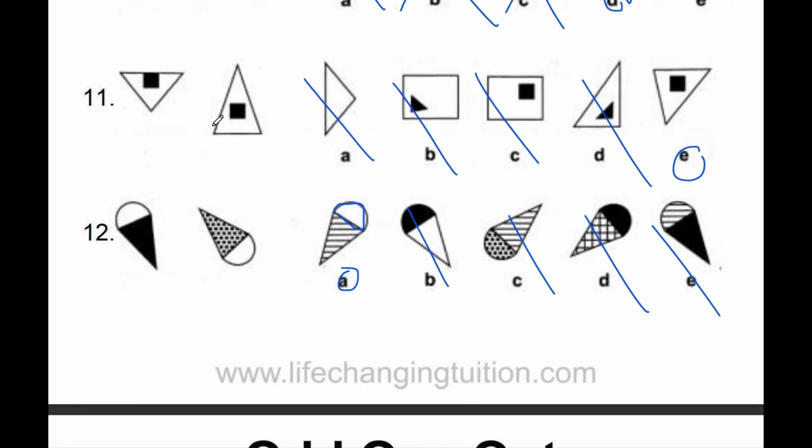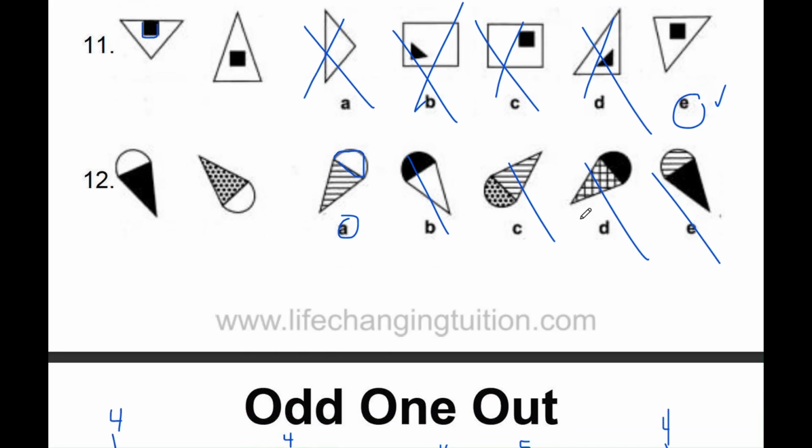Question 11. Rule: pick the picture that shows a white triangle with a black square inside it. Eliminate A, triangle only, no square inside. B, a square outside with a triangle inside, wrong way around. C, 2 squares, no triangle. D, 2 triangles, no square. Answer E, a triangle with a black square inside.